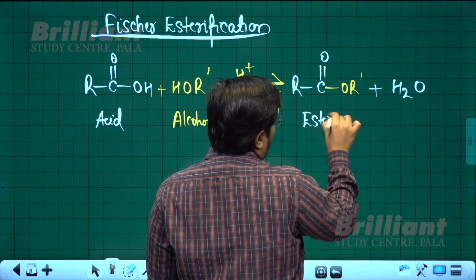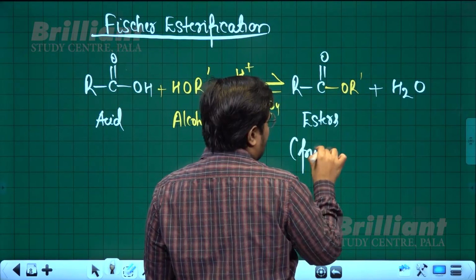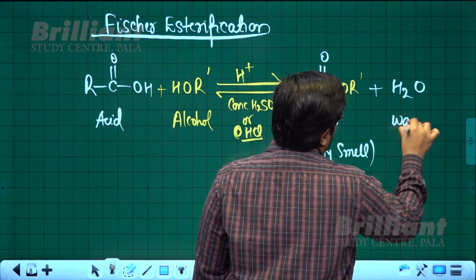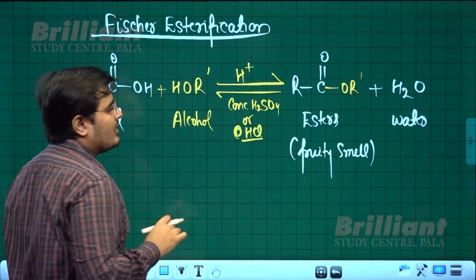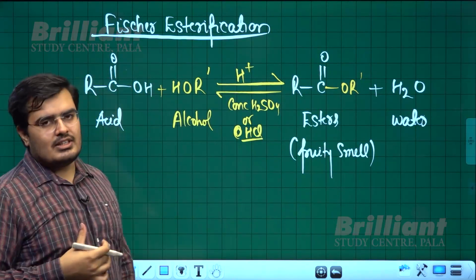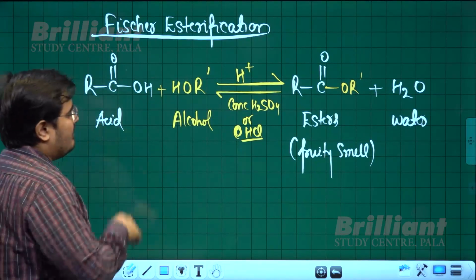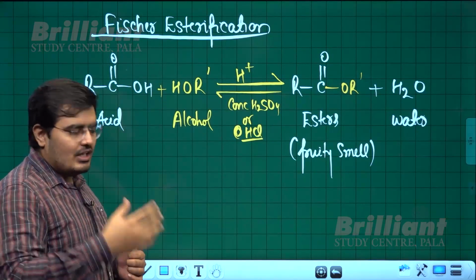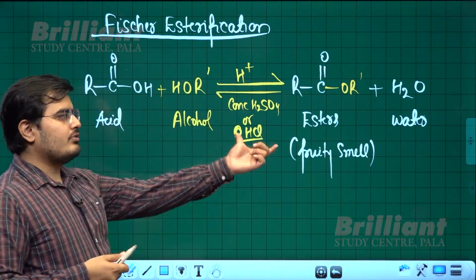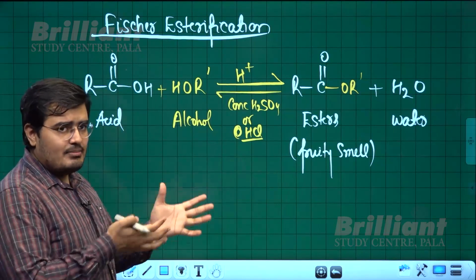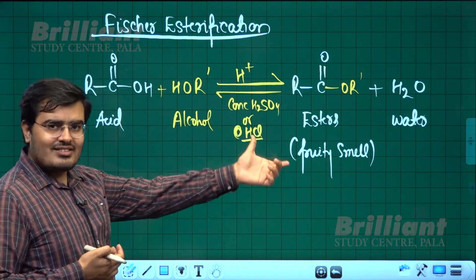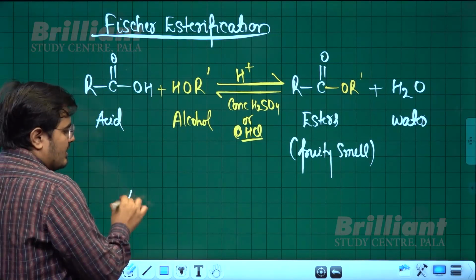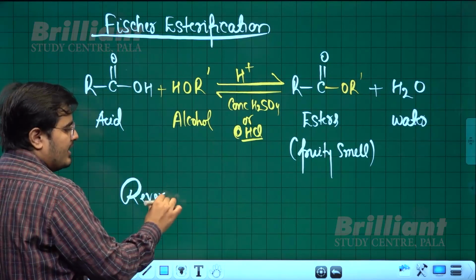Esters, as we all know, have a fruity smell, and this fruity smell of ester is also sometimes used as a test for identification of carboxylic acid present in your reaction mixture. Because if your reaction mixture contains a carboxylic acid and you add an alcohol to that, if you can smell a fruity smell, then it will be due to the formation of the ester, which confirms that acids are present there. Now this reaction is actually a reversible reaction.